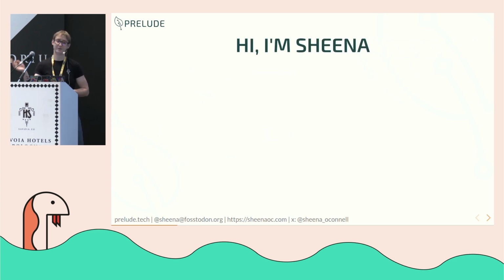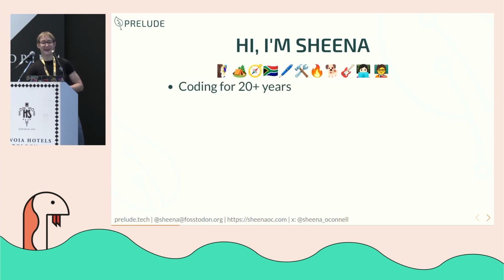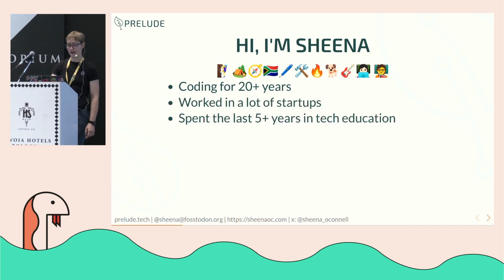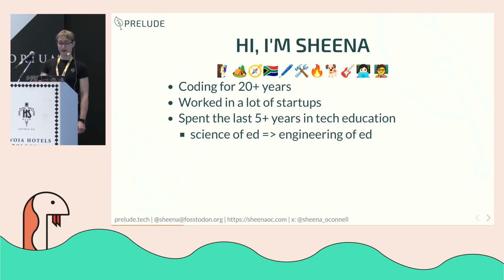So, hello everybody, my name is Sheena. These are my emojis. I've been coding for a long time. I've been coding since I was a teenager. Mostly I've worked for a lot of different startups, and I spent the last 5+ years working in software development education, basically taking people with potential and turning them into people with careers, and that was quite successful. So I was doing that in a nonprofit in South Africa.